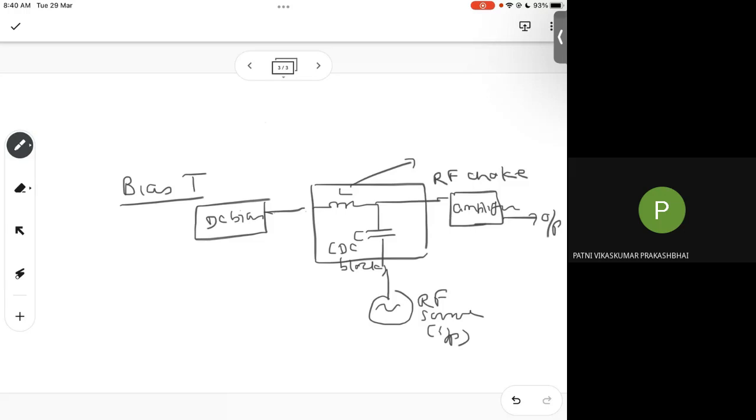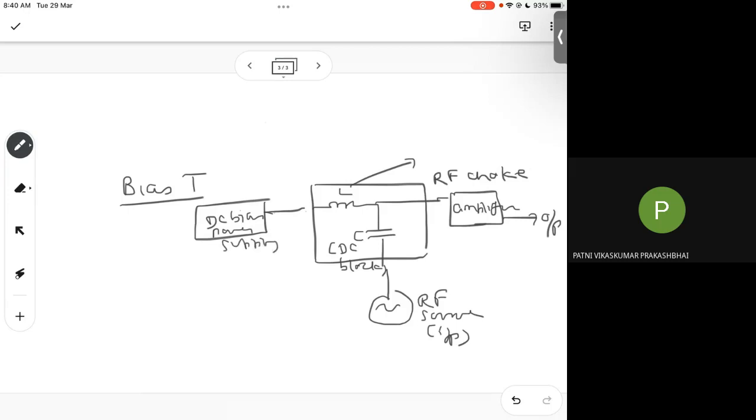Now what will happen here? RF is a high frequency source, so it will pass through the capacitor. Capacitor will not allow DC to pass through. So any DC will not come to my signal source here, and it will protect my instrument. Similarly, a high frequency signal will not go to my DC power supply, so it will not damage it, because one is high frequency and the other is low frequency.